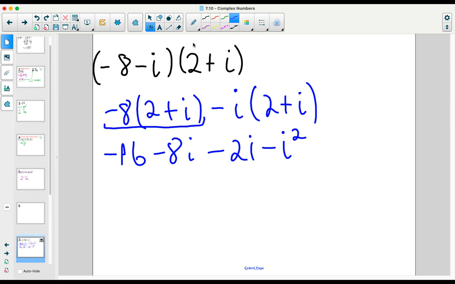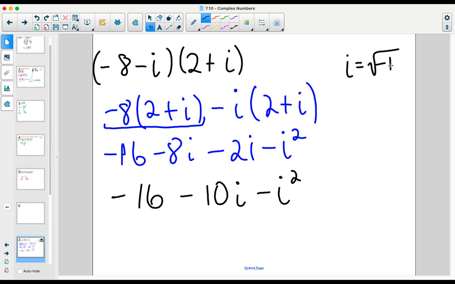In a normal variable situation, we would think we were very close to being done. The two middle terms would combine to make negative 10i, followed by minus i squared, not having any like term. But because we know what i is supposed to represent, that doesn't help me here, but it certainly will help me right there.